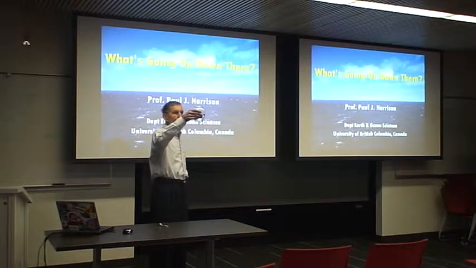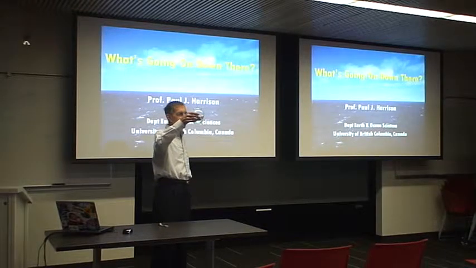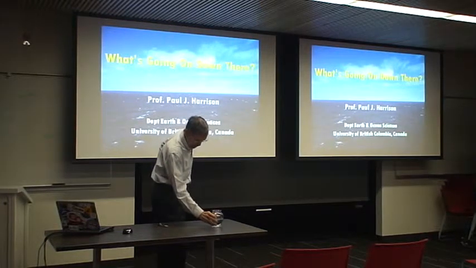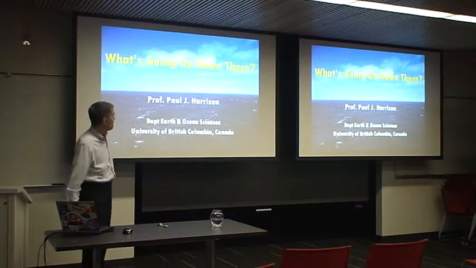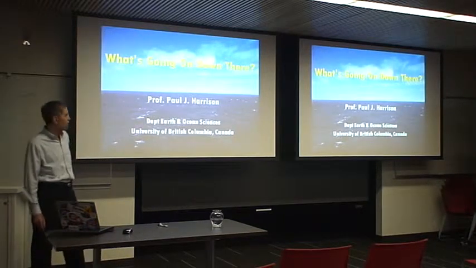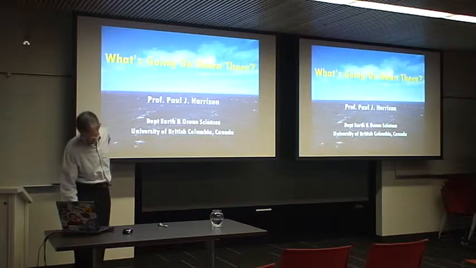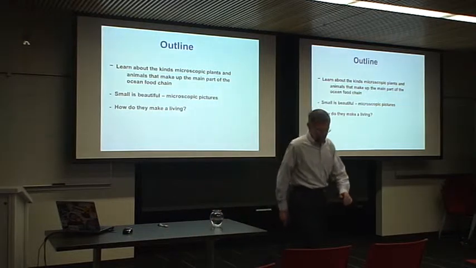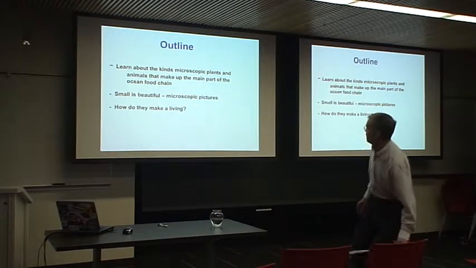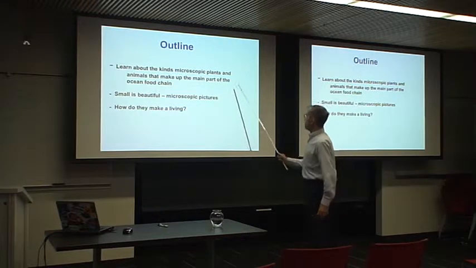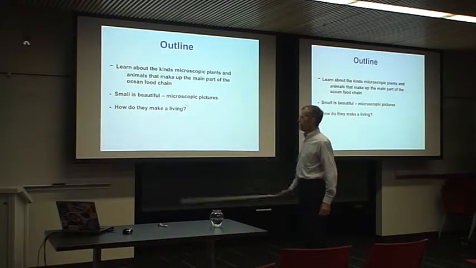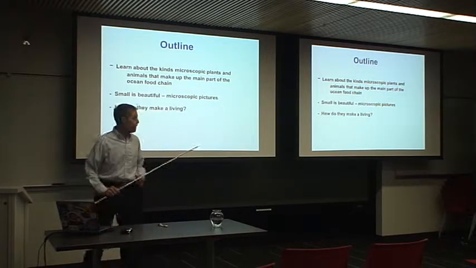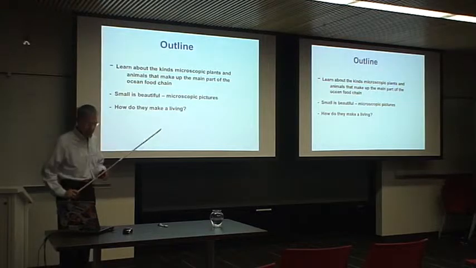Most of the living organisms that sort of feed the fish and feed the sharks are actually microscopic. And so we're going to take a look at what those organisms are. And I'm going to show you some images, and you'll see that you need a special microscope to really see what's going on. So the outline of the talk then is to learn about the kinds of microscopic plants and animals that make up the main part of the ocean food chain. And small is beautiful. I'm going to show you some microscopic pictures. And then if we get time, then we'll look at how they make a living.